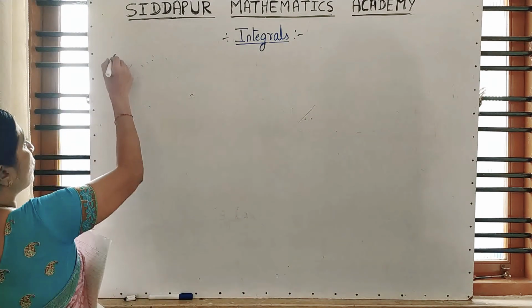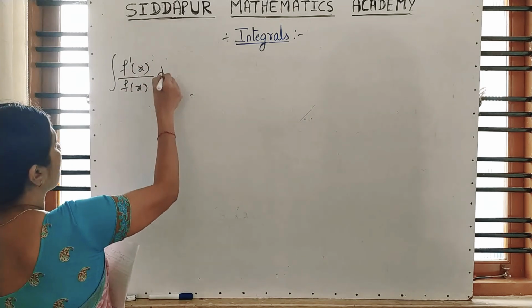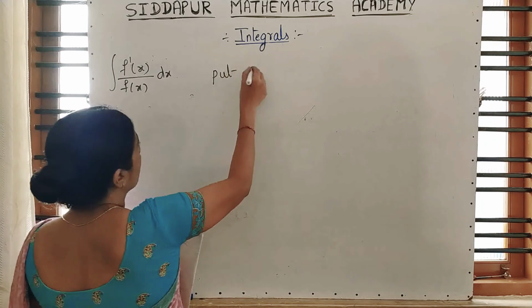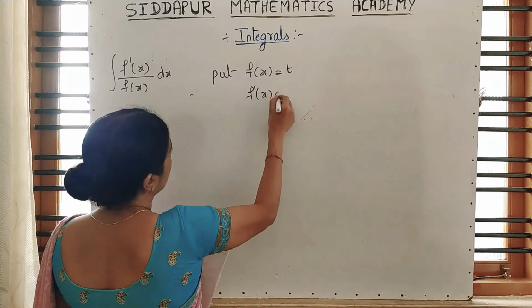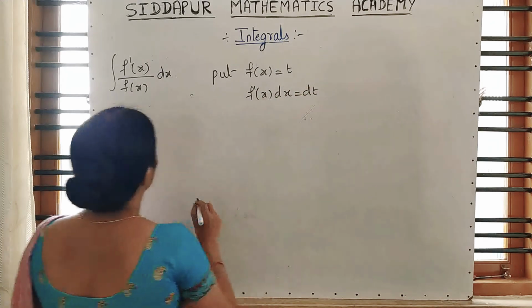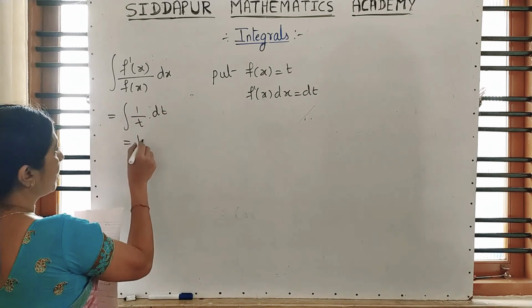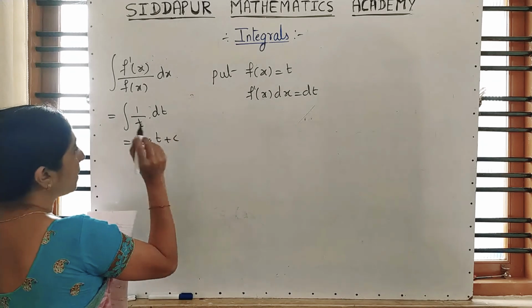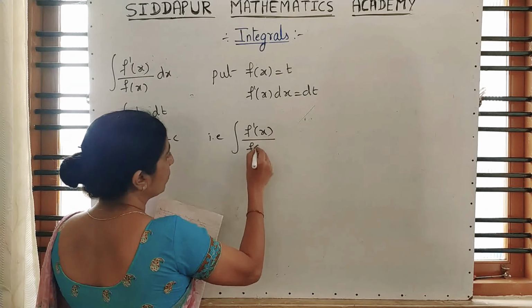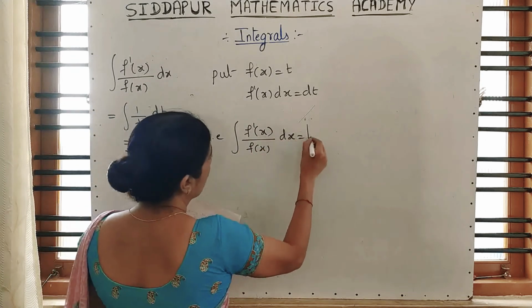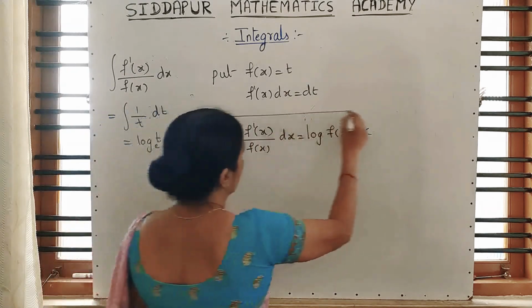If the problems are in the form of f dash of x upon f of x, we write that denominator as t. The differentiation of f of x is f dash of x into dx is equal to dt. The integration of 1 by t is log t. That is, the integration of f dash of x upon f of x into dx is log of f of x plus c. Again this is the standard formula.